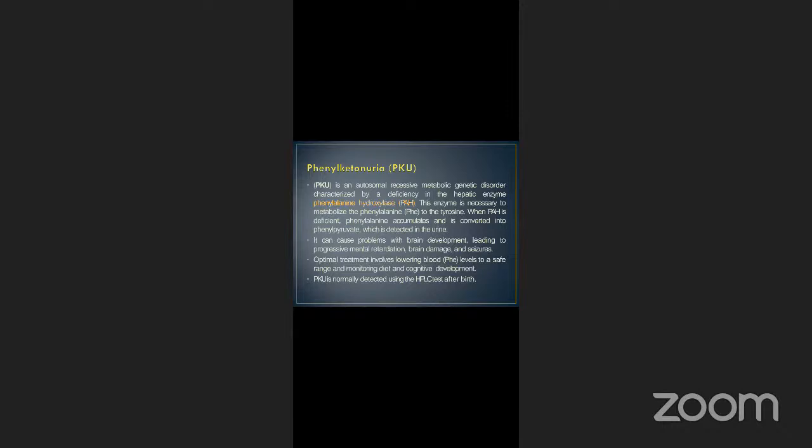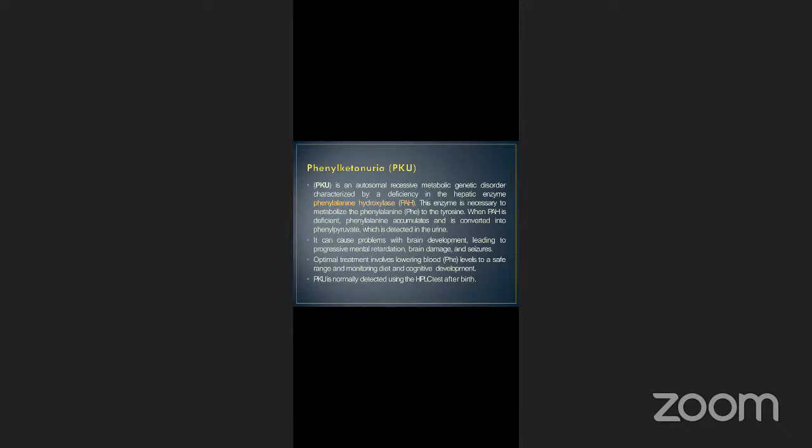So from phenylalanine to tyrosine, that metabolism is affected here. When this enzyme is deficient, phenylalanine gets accumulated and it gets converted into phenyl pyruvate in the urine. You can detect it in the urine. So this causes problems in brain development, causing mental retardation, brain damage, and seizures.